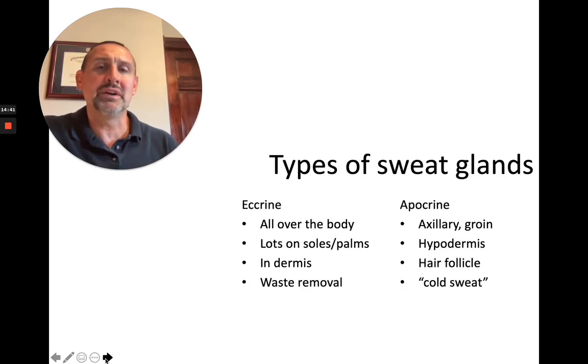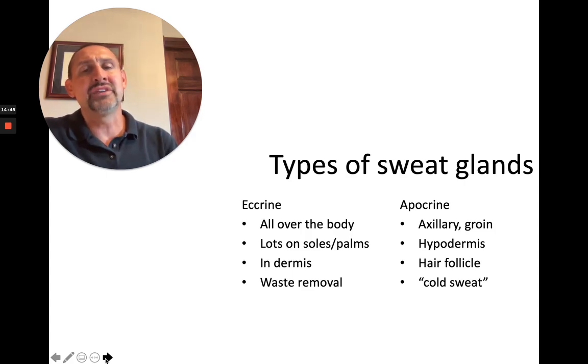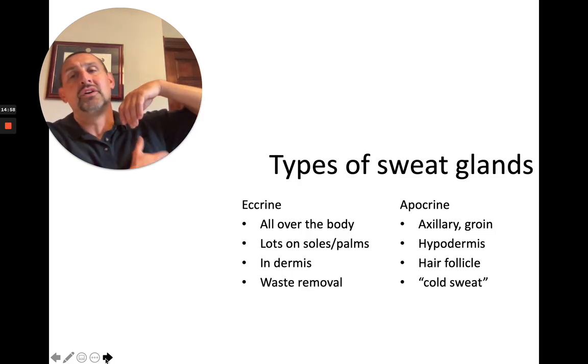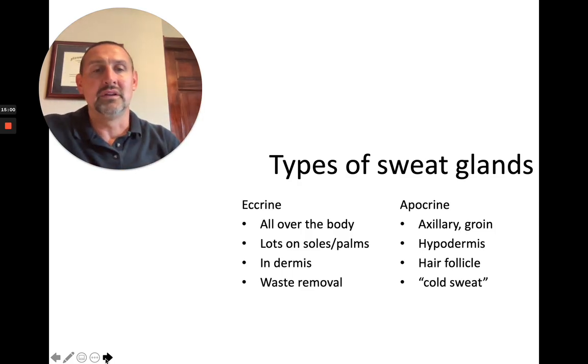The two types of sweat glands are eccrine glands and apocrine glands. Eccrine glands you find most places on the body, including your palms and soles of your feet. Apocrine glands, those are sweat glands you typically find in your axillary region, like your armpit and your groin.